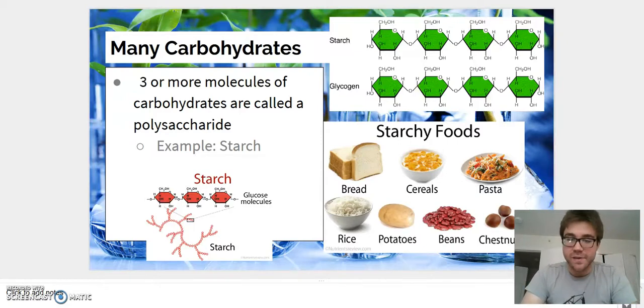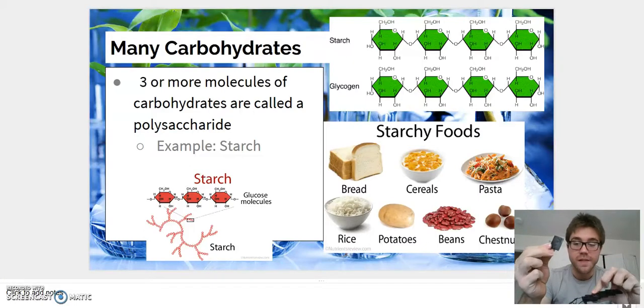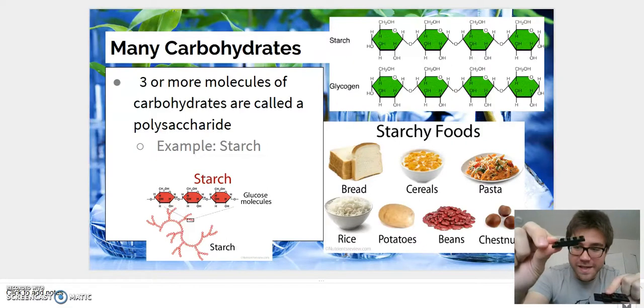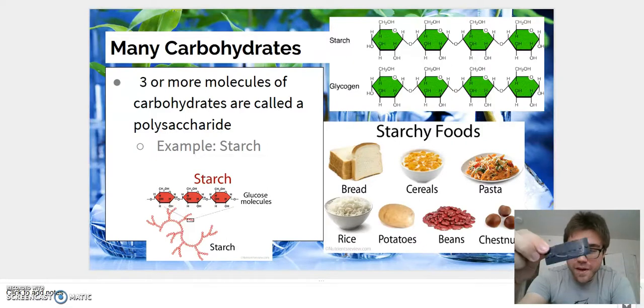An example of a polysaccharide is starch. Starch has 3, or technically 3 or more, and that makes it a polysaccharide. So polysaccharides, disaccharides, and monosaccharides are all carbohydrates. They're just different pieces of the whole. Here we have one carbohydrate. One piece of the carbohydrate is a monosaccharide. 2 pieces are a disaccharide. And 3 or more pieces are called a polysaccharide. Altogether, they give you a carbohydrate.